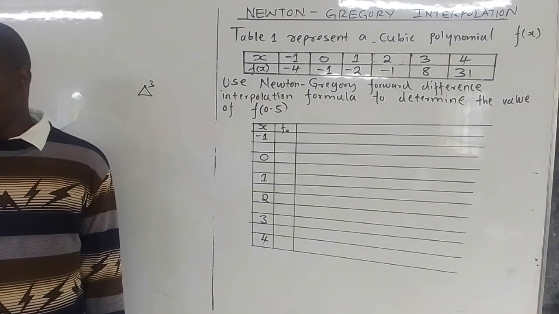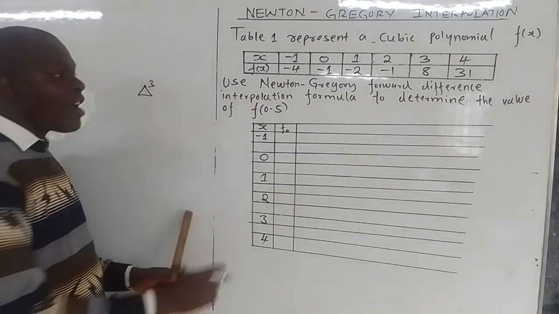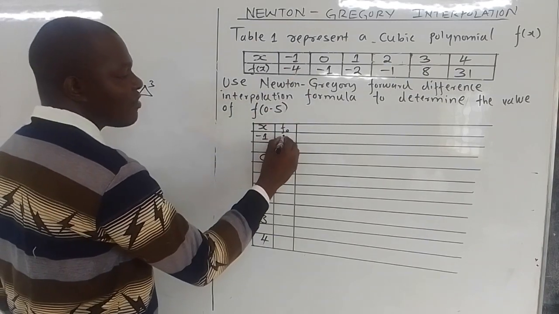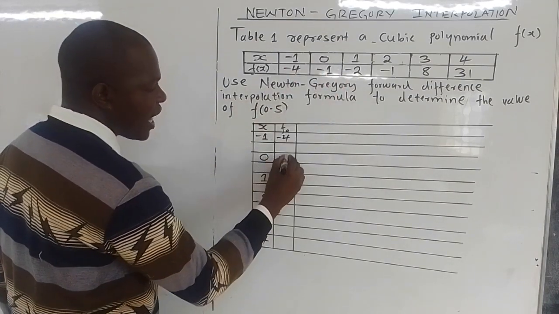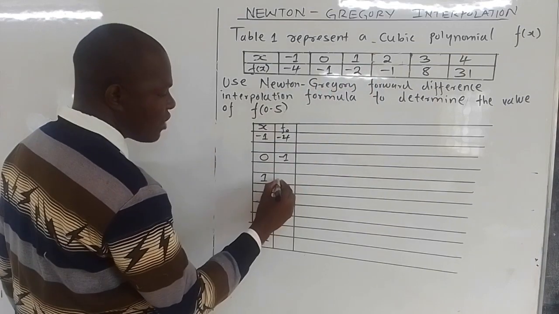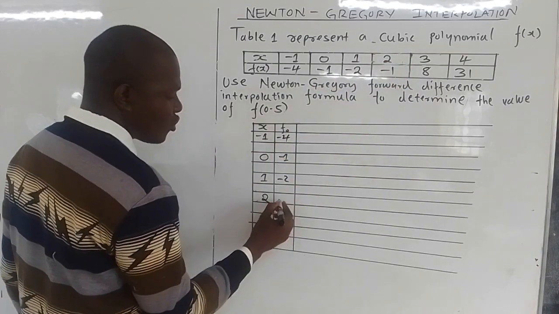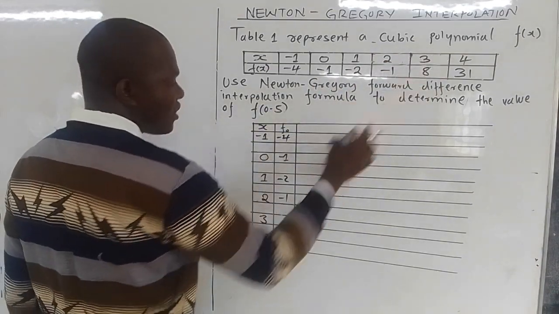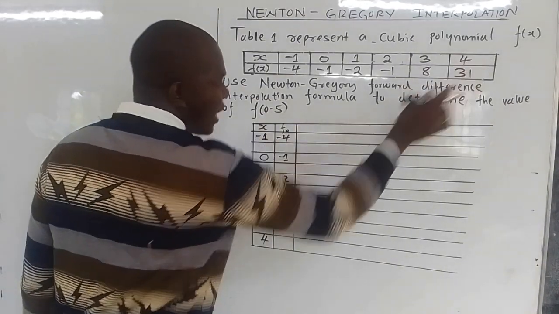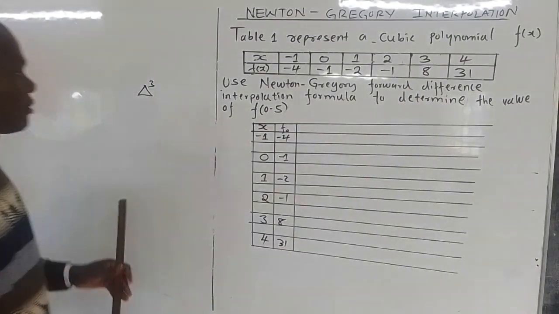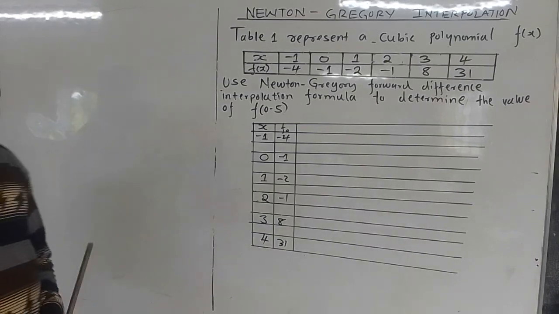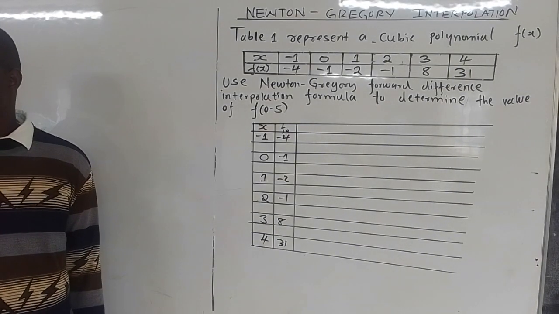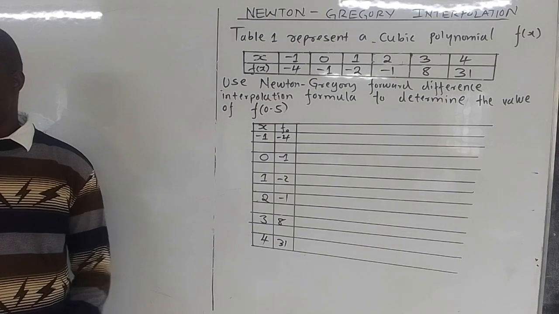Are we together? Yes. Then you put the f naught. When x is -1, we have -4. When x is 0, we have -1. When x is 1, we have -2. When x is 2, we have -1. When x is 3, we have 8. When x is 4, we have 31. Are we together? So we now start finding the differences, isn't it?